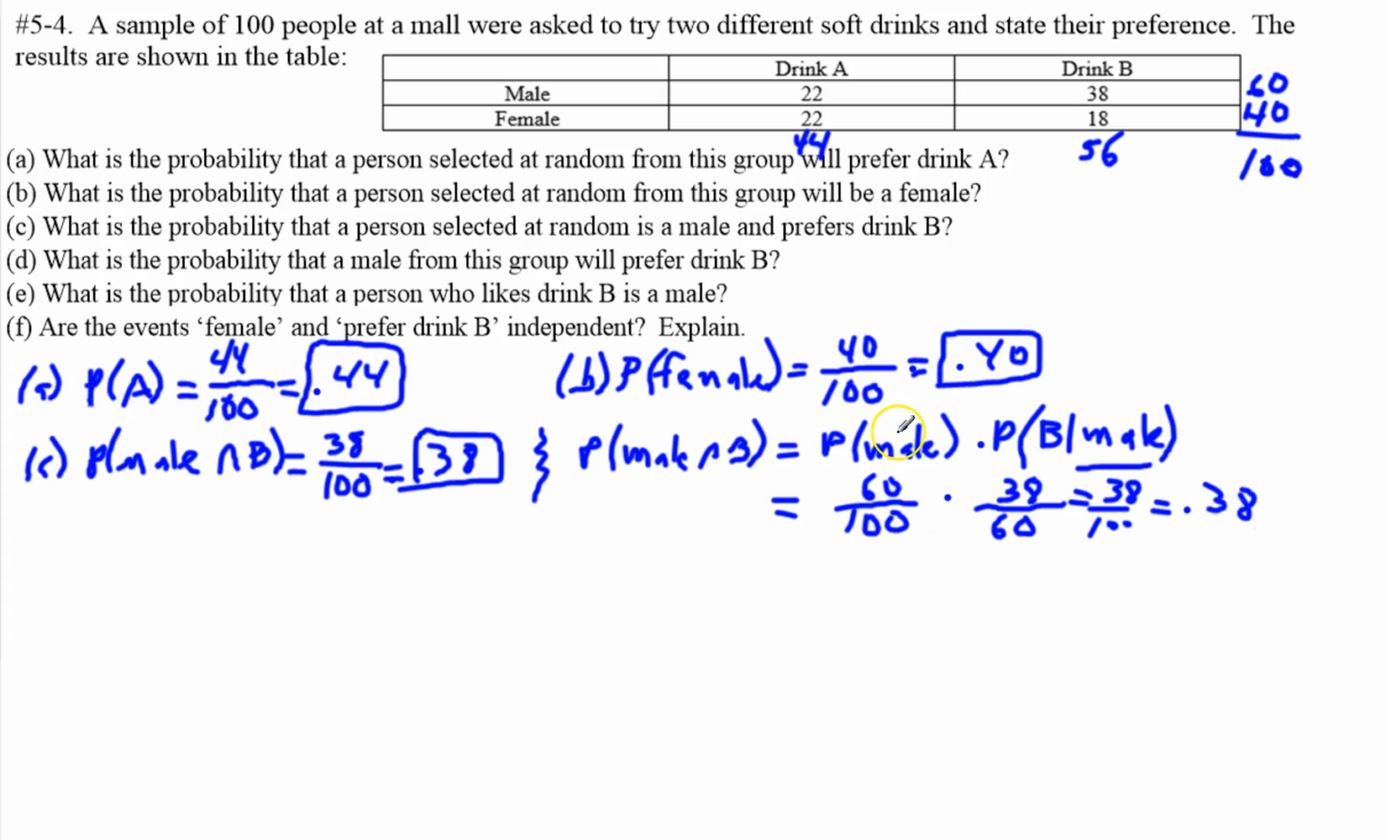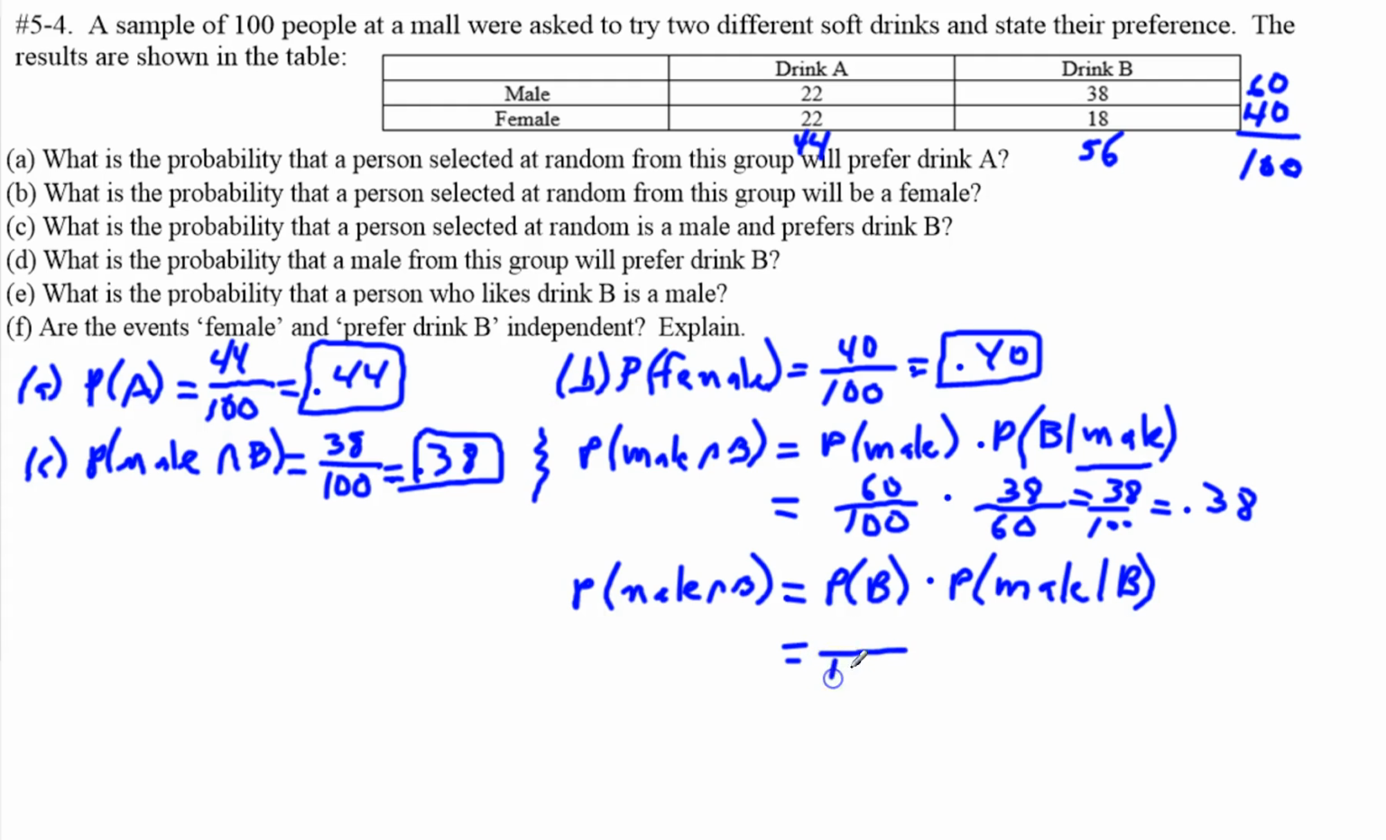And also, I chose to use the probability of male first, but we could also write it this way. We could also say the probability of male and B is the probability that somebody likes drink B times the probability that they're male given that they like drink B. You can use either one as the first event, the one that's not conditional. So in this case, the simple probability would be out of the 100 people, how many people like to drink B? So that would be 56.